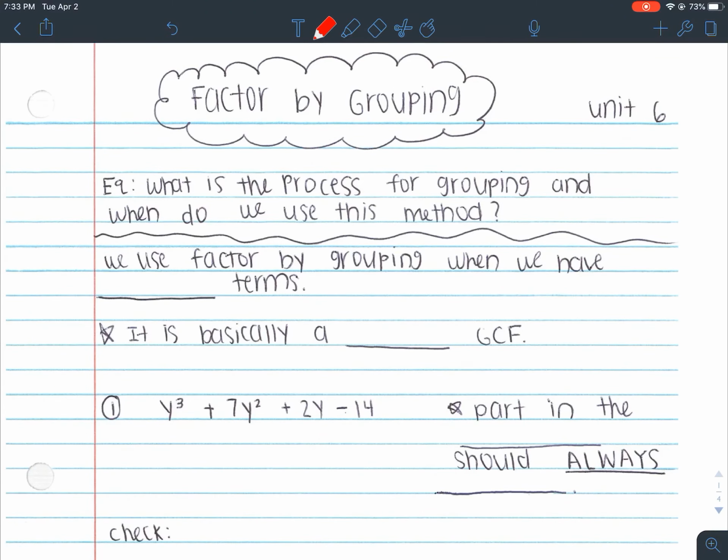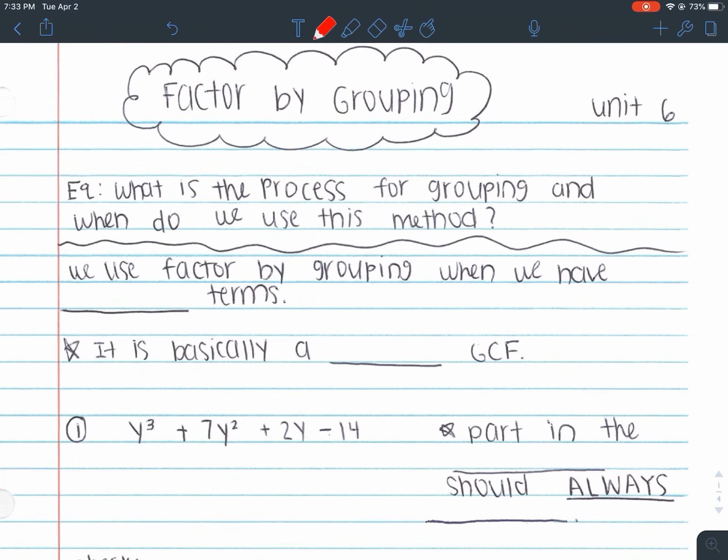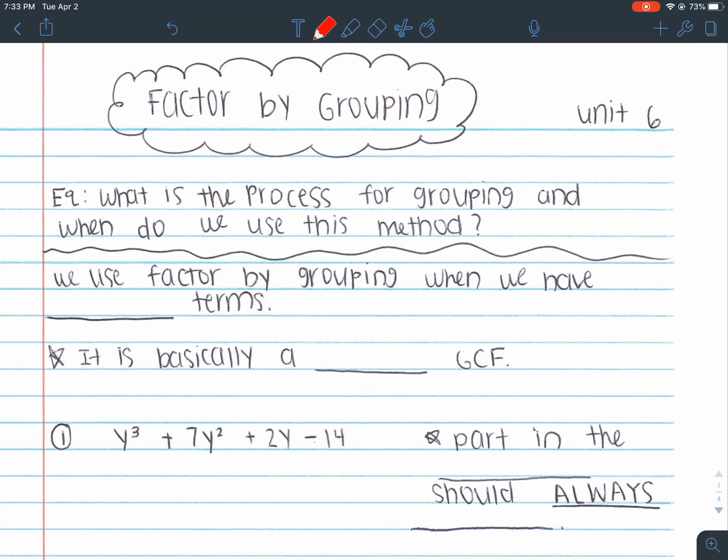Hey guys, these notes are for factoring by grouping. This is kind of a lead off into what we're going to be doing the next few note sets. So you need to be really comfortable with how to factor by grouping in order to do what we're doing the next few days. I promise it's not too bad. Notes are going to be really short. Our essential question is, what is the process for grouping and when do we use this method?